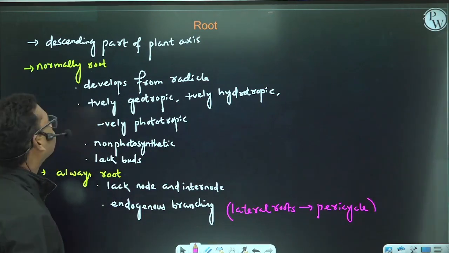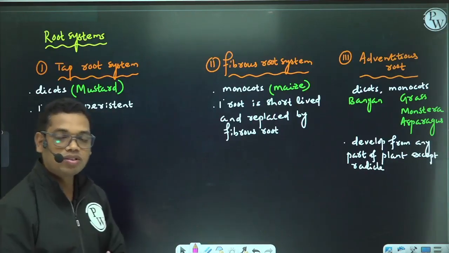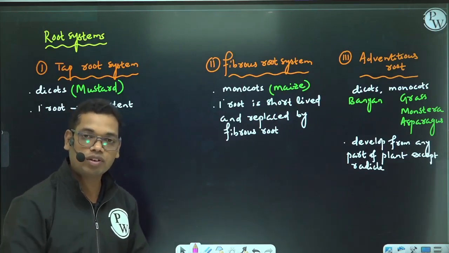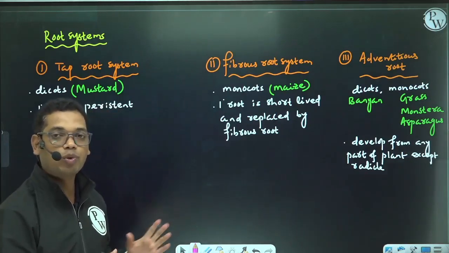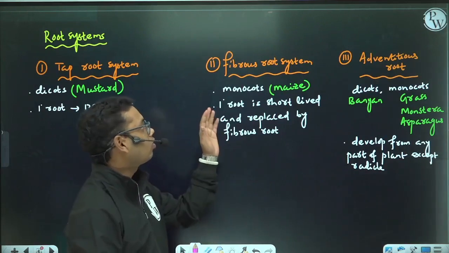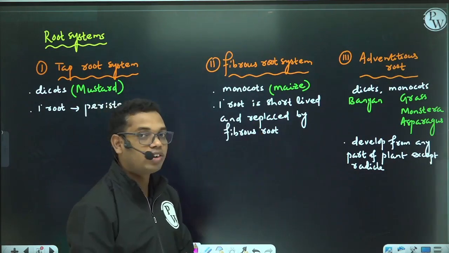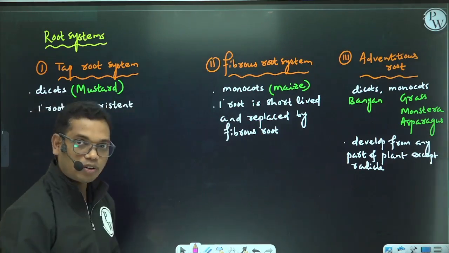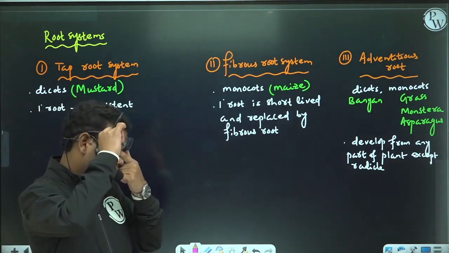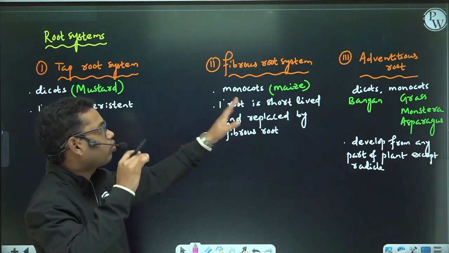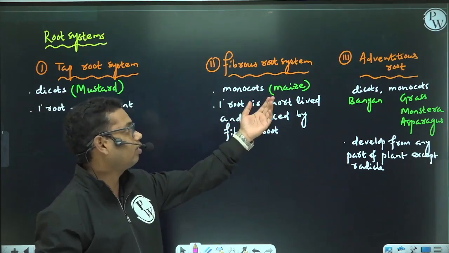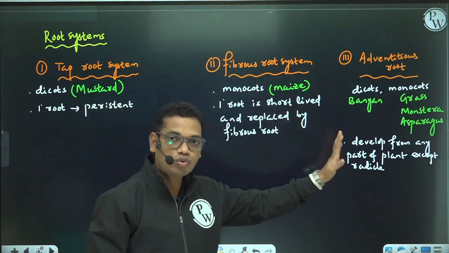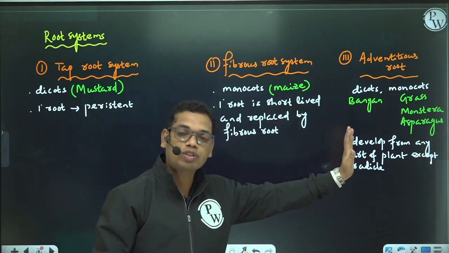Okay, now what about the root system? The root system is of three types. What are those? One is taproot system, second is fibrous root system, and third is adventitious root system. This taproot system is normally found in dicots, and one example of a dicot is mustard. And this fibrous root system is found in monocots, and the example is maize.